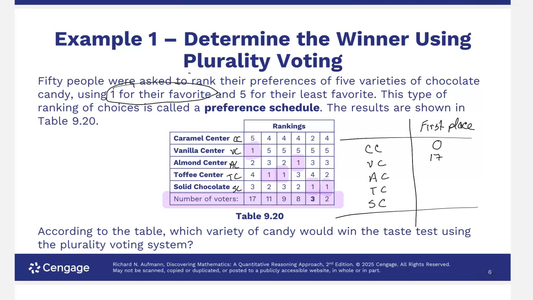Almond Center, there were 8. That gave that a 1. Toffee Center, there was 11 plus 9. So really 20. That said that was the best. And then Solid Chocolate, there were 3 and then 2, which is a total of 5 that thought that the Solid Chocolate was the best. Now that one would be my vote. So let's figure out which one won. Who had the most first place votes? And that would be the one with the Toffee Center.